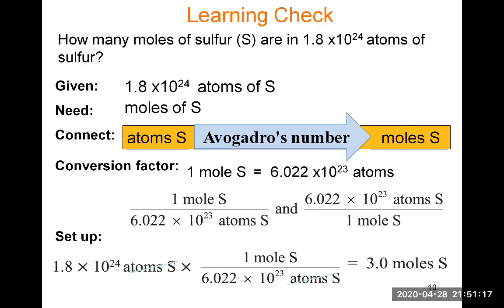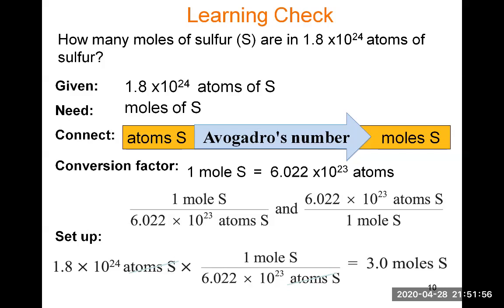And then when we write the full calculation, it looks like this. So it's 1.8 times 10 to the 24 atoms of sulfur. It's your given amount. You always start your calculations with the given amount in the numerator, times the conversion factor such that you cancel the starting unit. And here the starting units are atoms. So you will put the Avogadro number of atoms on the bottom and 1 mole of sulfur on top. Atoms cancel, we're left with moles, which is what we want.